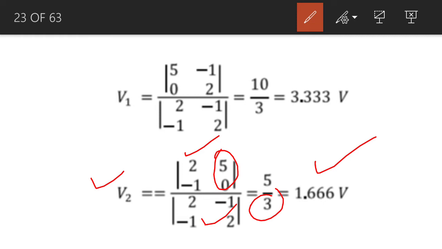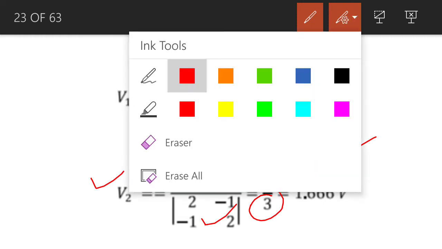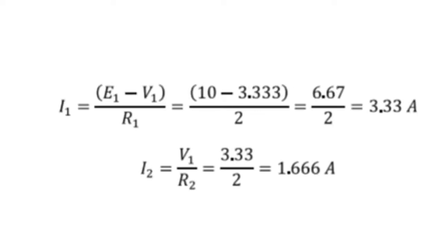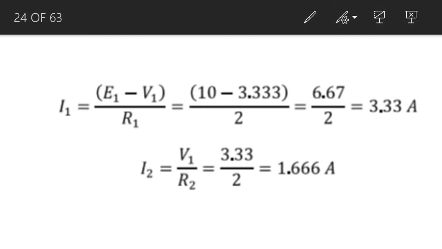1.66 volts. So we calculate the current I1, the current I2, the current I3, the current I4, and the current I5 now. You see, I1 will be equal to E1 minus V1 divided by R1. E1 is 10 volt, V1 is 3.33, R1 is 2. So we have 6.67 divided by 2.